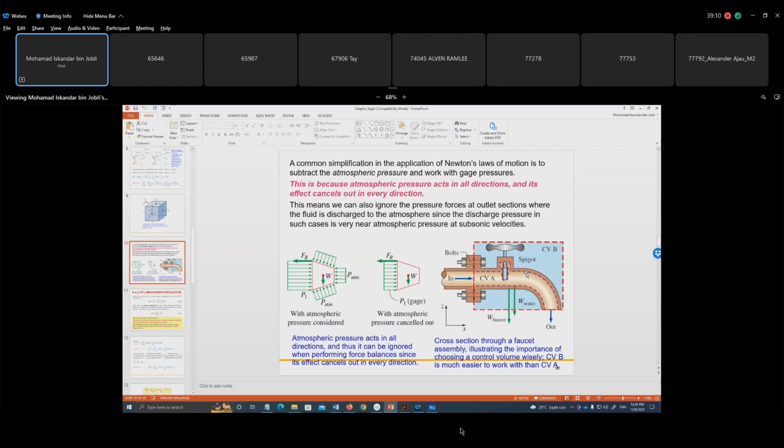Now have a look at this. Would you rather choose control volume A or control volume B? Which one do you think is easier if you were to analyze this faucet, this pipe? Would you rather use CVA or CVB? In the analysis, I think it's easier for us to just use CVB, right? It's easier.